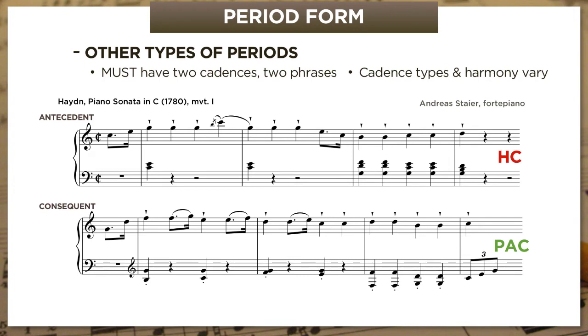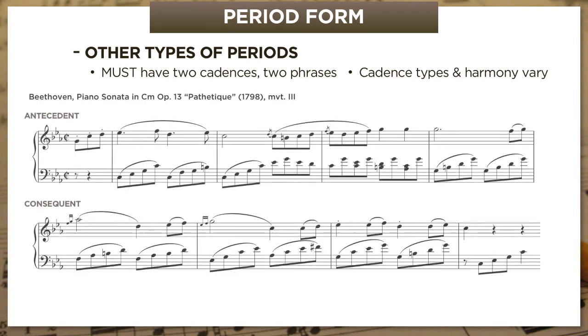I'll give you just one more example of a contrasting period. Here's the conclusion of Beethoven's Pathetique Sonata, and we've got the same cadence pattern we keep seeing over and over again. Antecedent ends on a half cadence, consequent ends on a PAC, but notice the phrase beginnings are totally different.